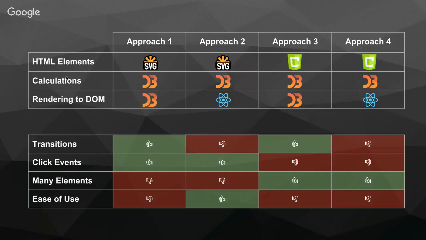Calculations, what I'm talking about here is actually calculating the path. If you have a bar chart, the X and Y location, and then the height and width of each of the bars. You're always going to be using D3 for that because that's what it's made for. And then rendering to the DOM.